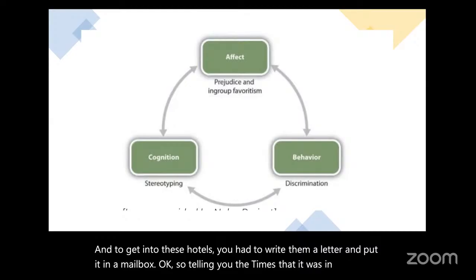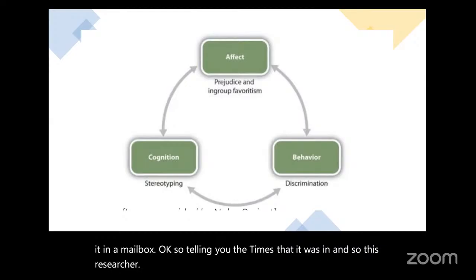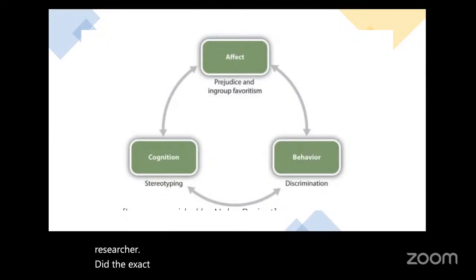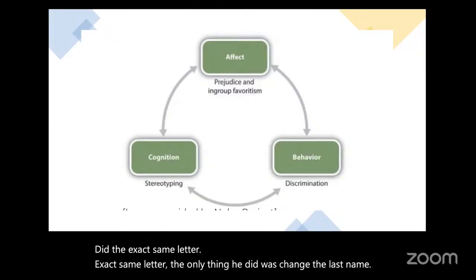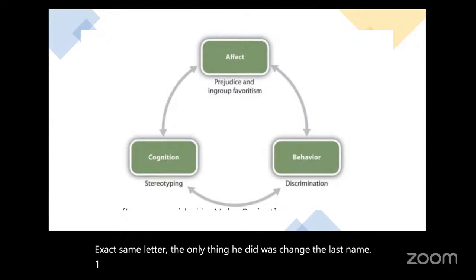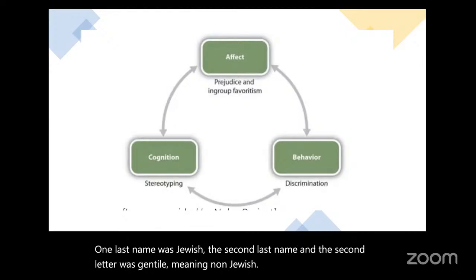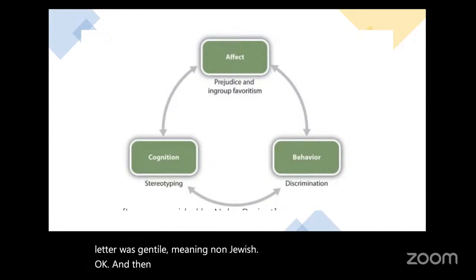And so this researcher did the exact same letter. The only thing he did was change the last name. One last name was Jewish. The second last name in the second letter was Gentile, meaning non-Jewish. And then he mailed these letters to these inns and hotels.